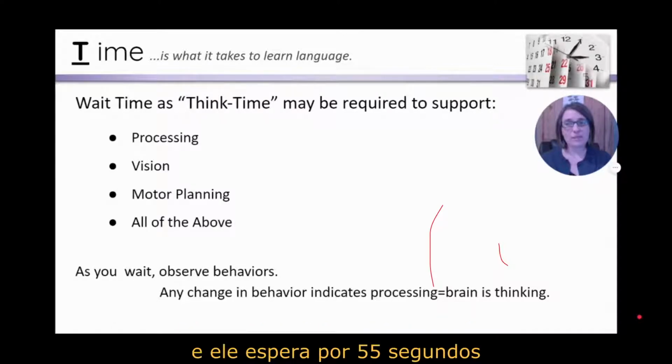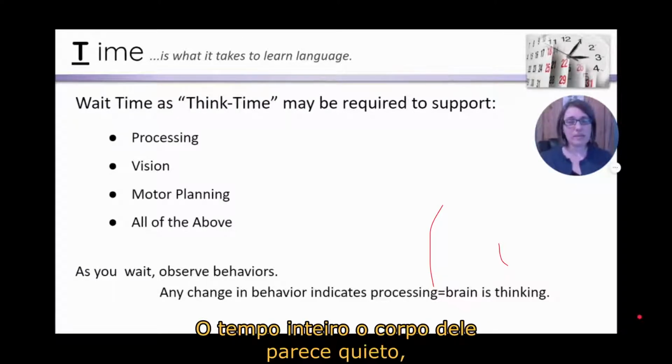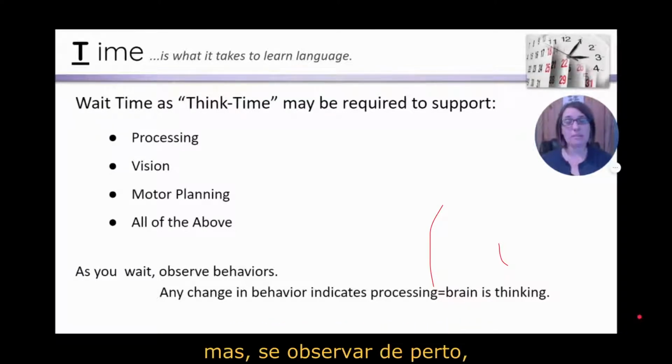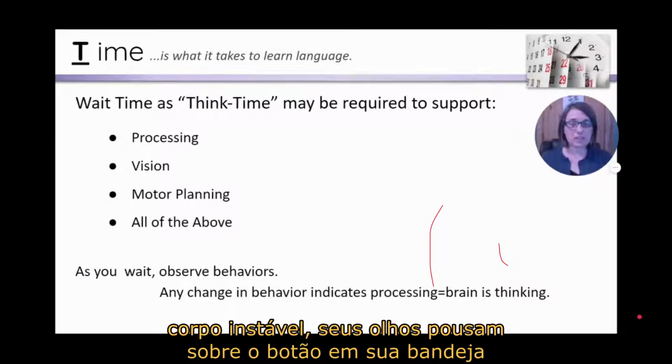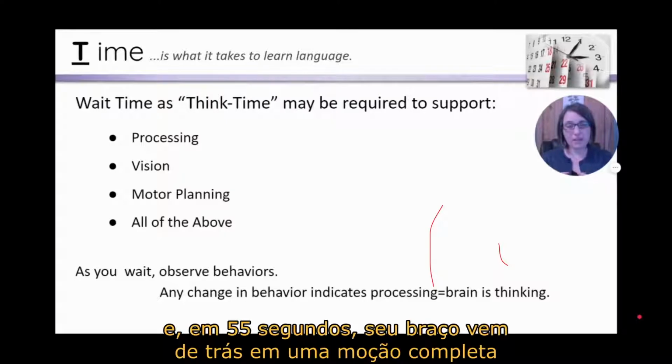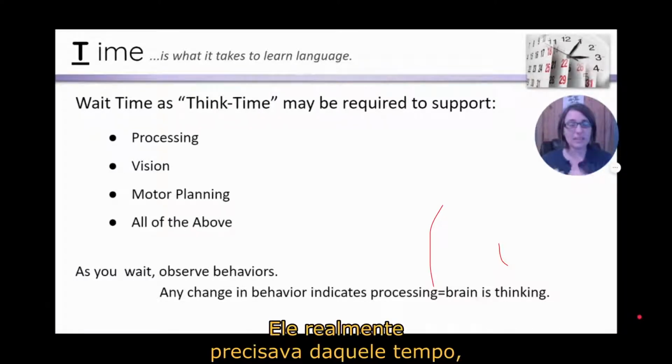And he waits for 55 seconds, according to the timeline at the bottom of the video. And the whole time, his body seems very quiet. But if you look really closely, you can see a little bit of finger movement, a little bit of shifting of his body. His eyes start to rest on the switch on his tray. And at 55 seconds, his arm reaches back in this very full motion, and he comes down square on the device.